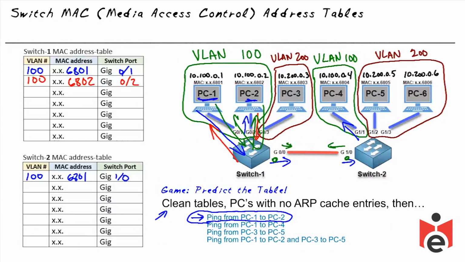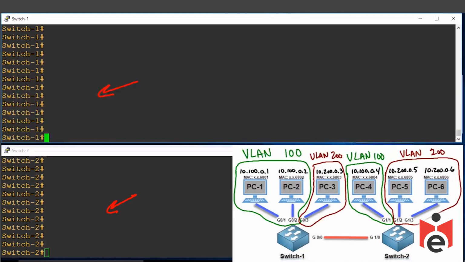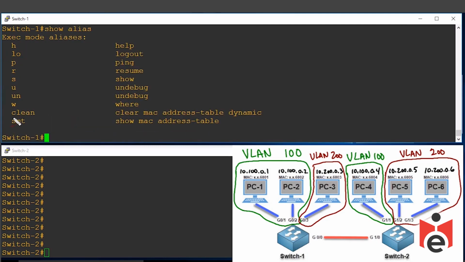In this video, you and I get to verify, or at least see, if our predictions were correct. Here in the top, we have switch 1, and in the bottom, we have switch 2. And these are Cisco switches, and to make it a little bit easier and more direct, I've created a few aliases. So if we do the command show alias and press enter, I've created an alias called clean.